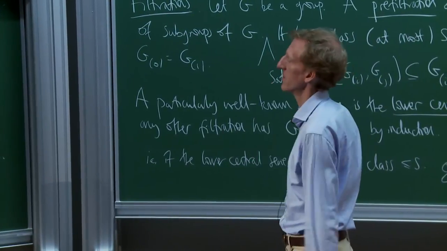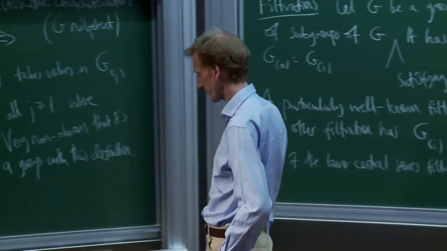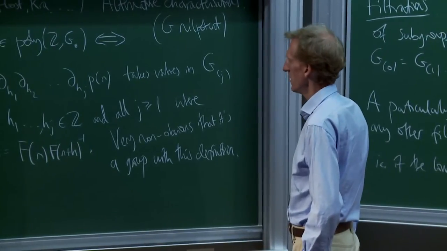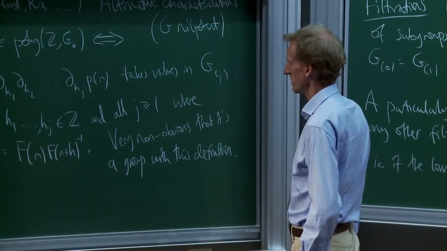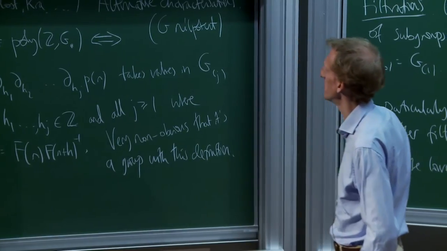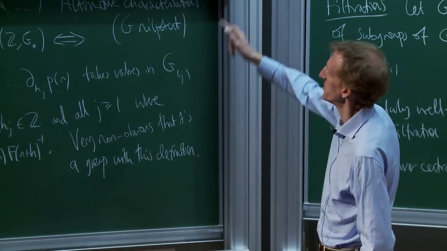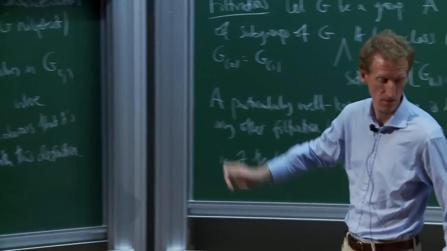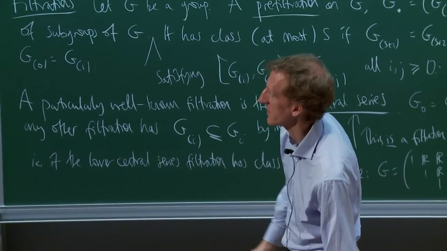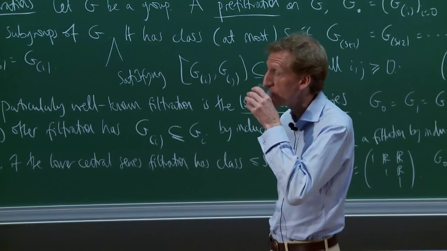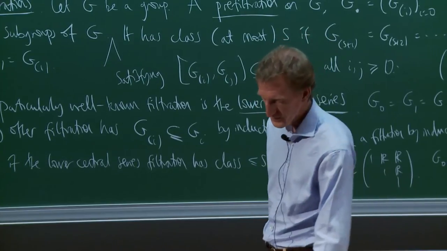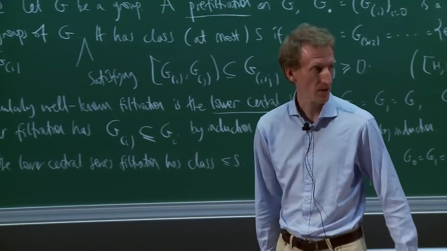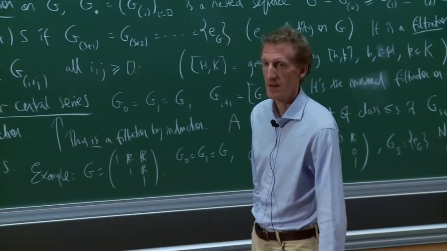And actually, there's an example, which I don't remember off the top of my head, that if G is not nilpotent, these two notions are different. So there are polynomial sequences satisfying one but not the other. So are there any questions on this before I move on?